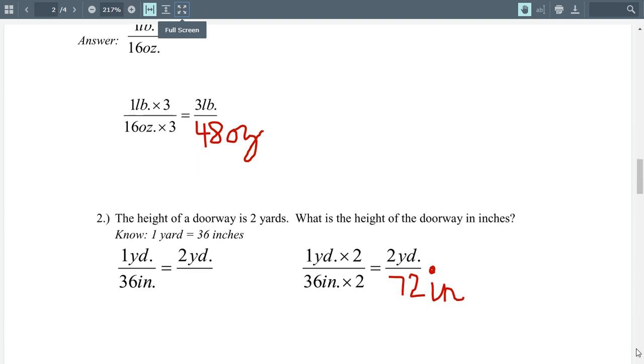So let's look at number 2. The height of a doorway is 2 yards. What's the height of the doorway in inches? So I need to know the relationship of yards to inches. I know that 1 yard equals 36 inches. So I write that relationship on top of each other, 1 yard over 36 inches. 2 yards goes on top with the yards, and I don't know the bottom. So we could finish this proportion by multiplying top and bottom terms both by 2. So 2 yards equals 72 inches.